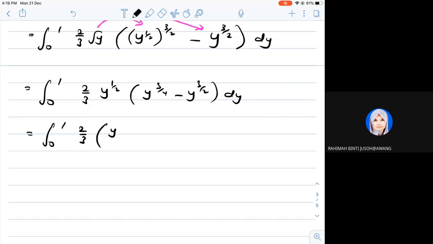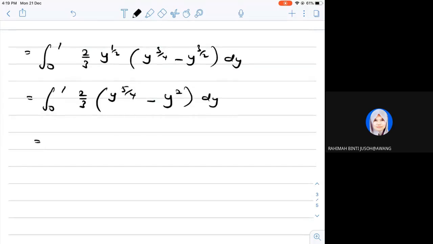So 4, 2 plus 3, so 5 over 4 minus y to the power of 1 over 2, okay, so y squared dy. Alright, so now we can integrate this. So 2 over 3 can be taken out. Okay, 5 over 4 plus 1, we will get what? Integrate 5 over 4 plus 1, we will get 9 over 4, isn't it? Yes, so it becomes over 9 over 4, so 4 over 9, minus y cubed over 3.